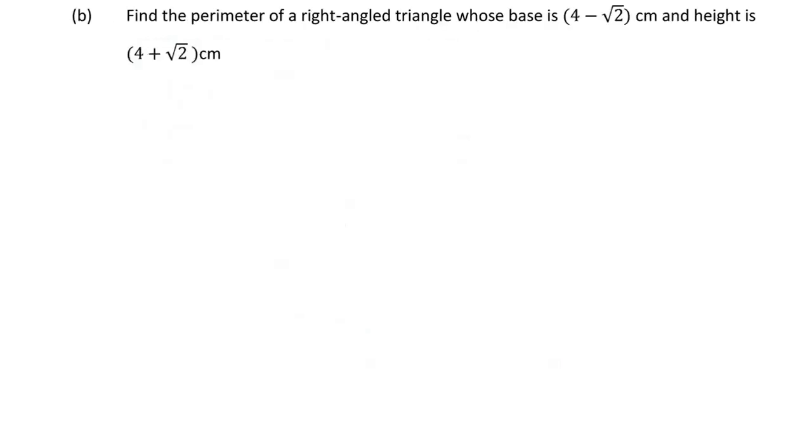Part B of the question, find the perimeter of a right-angled triangle whose base is 4 minus root 2 centimeters and height is 4 plus root 2 centimeters. Okay, so let us consider the following sketch. So we have triangle ABC. So here is 4 plus root 2 and here is 4 minus root 2.